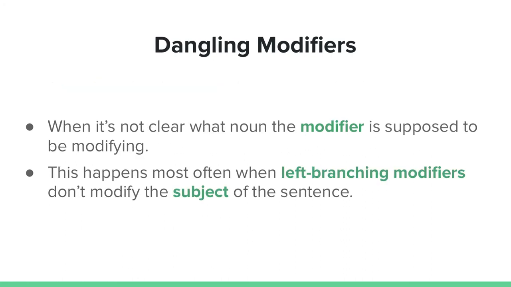A dangling modifier is when it's not clear what noun the modifier is supposed to be modifying. This happens most often when left-branching modifiers don't modify the subject of the sentence, which they must do. Left-branching modifiers have to modify the subject of that sentence.